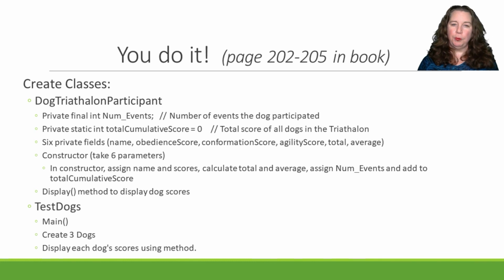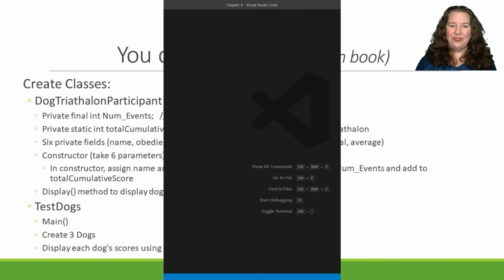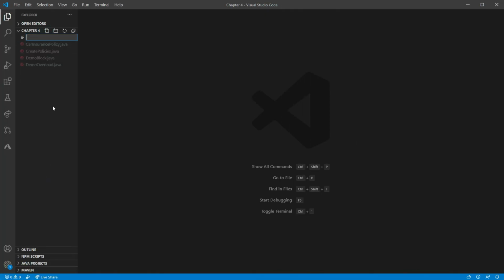At this point, you're going to do a little project, and I'm going to walk you through the code of the dog triathlon. In this case, we are going to have a total cumulative score, which is the total score of all of the dogs in the triathlon. So it's going to be increased every time that you add a new score. So we know what the total cumulative is. That's going to be a static. It's going to be shared among all of the participants. The number of events that the animal is going to do is a final. It's a constant. You set it once when the dog signs up and you can't change it. So let's go look at that code. At this point, we're going to build our dog triathlon participant class.